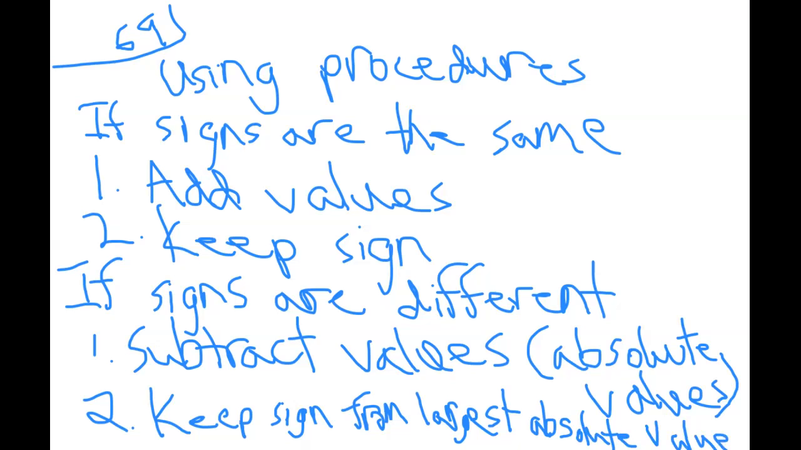Hopefully you can read that there. Okay, so keep the sign from the largest absolute value. If I show an example of this, where we're just doing a procedure, we're not using a number line this time. If we have really big numbers, it just isn't practical to use a number line. The number line is the helpful way to think of it, though.